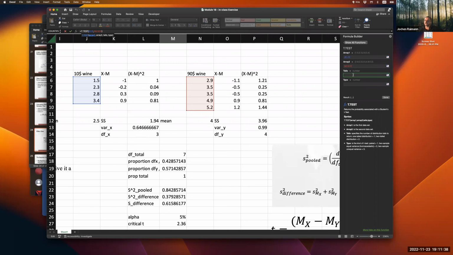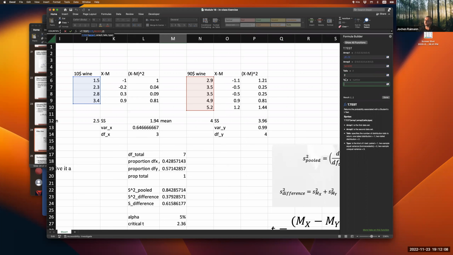It asks us next for the tails. Since this is a two-tailed hypothesis test, we didn't hypothesize any direction. We didn't hypothesize whether the population which was told that the wine is $90 actually would rate higher. So we didn't give a direction to our hypothesis, and we essentially were looking at a two-tailed hypothesis test. So the number of tails is 2.